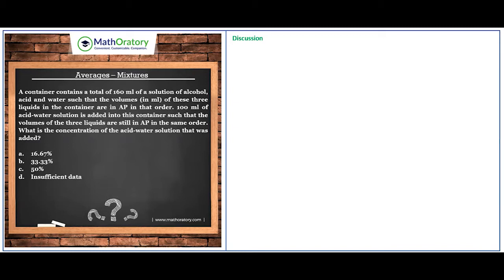So there's a container containing a total of 160 ml of alcohol, acid, and water. So these are the three things that are there: alcohol, acid, and water, such that the volumes of these three liquids in the container are in AP in that order. So what it tells us is that alcohol, acid, and water are in AP in this order, right? So alcohol first term, acid second term, water third term.